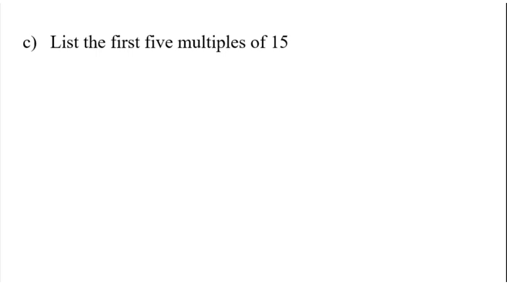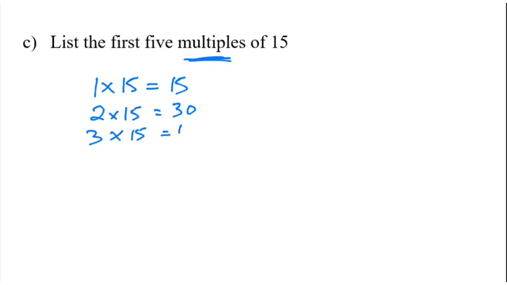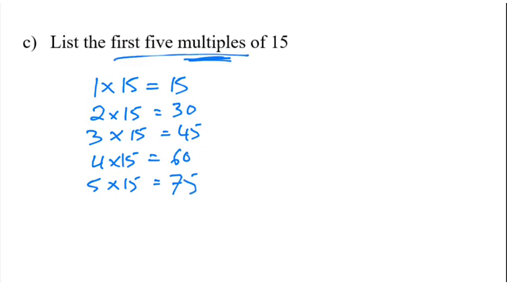So what about multiples? Factors is when I'm breaking a number down. Multiples means I'm multiplying, so getting bigger. So 1 times 15 is 15. 2 times 15 is 30. 3 times 15 is 45. 4 times 15 is 60. And 5 times 15 is 75. So the first 5 multiples of 15 are those numbers: 15, 30, 45, 60, and 75. Those are my first 5 multiples.